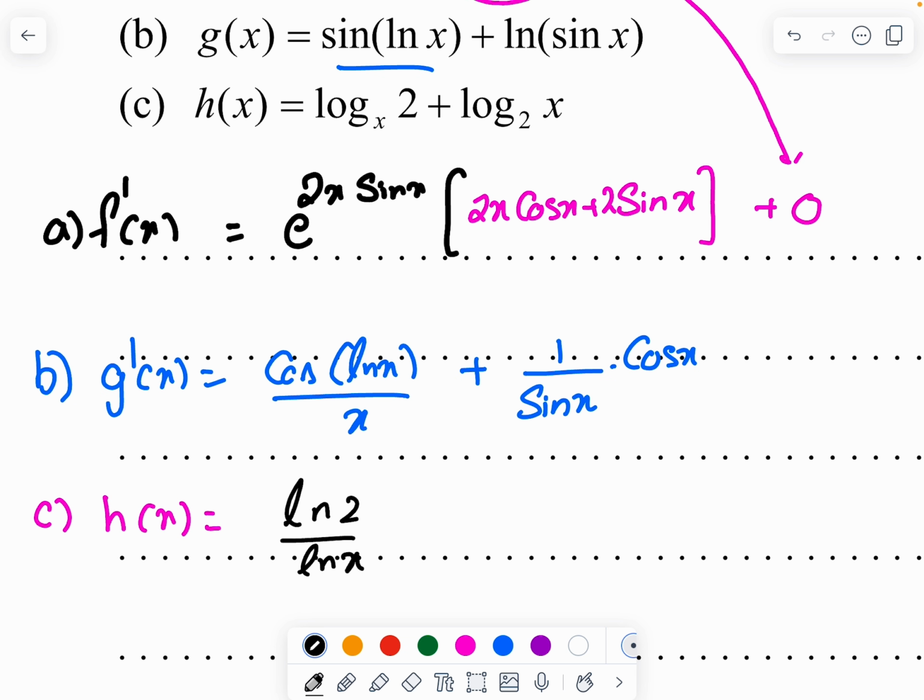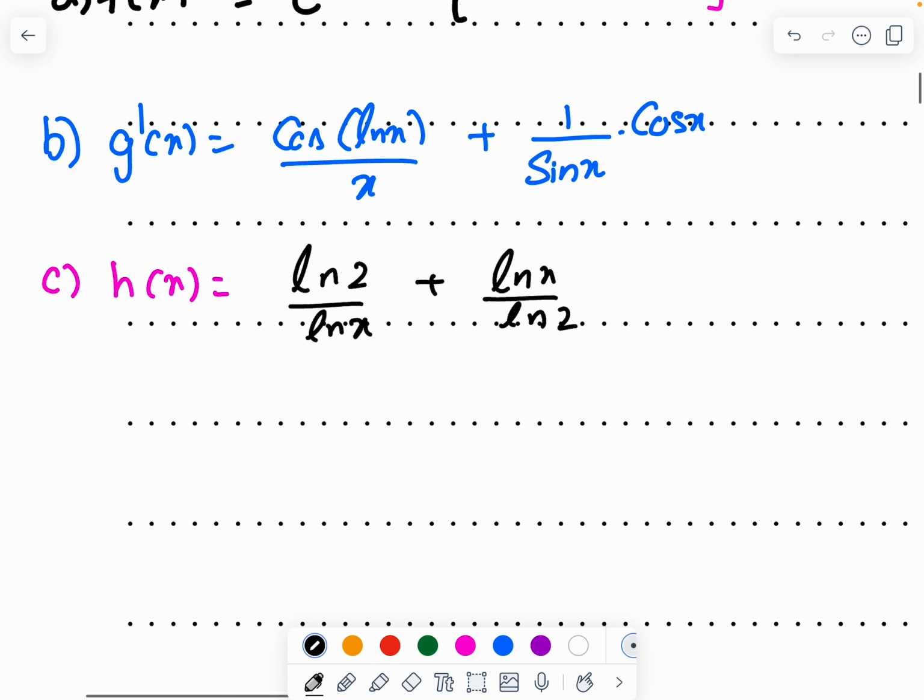Then I introduced a base e, ln 2 divided by ln x. Similarly, log x to the base 2 can be written as nothing but ln x upon ln 2. So convert into ln 2, then it will be easier. So h prime x will be 1 upon ln x.